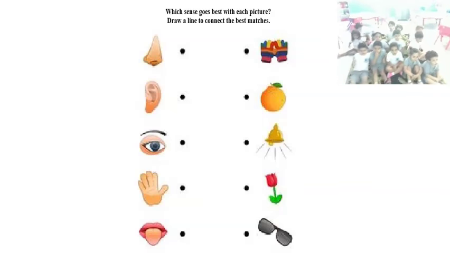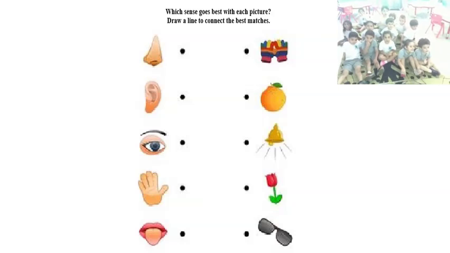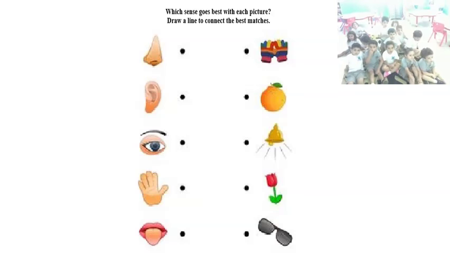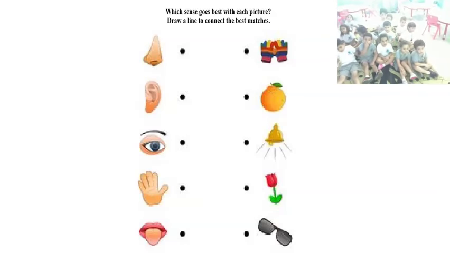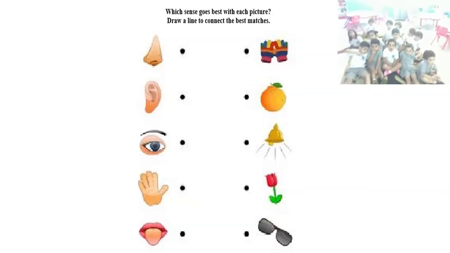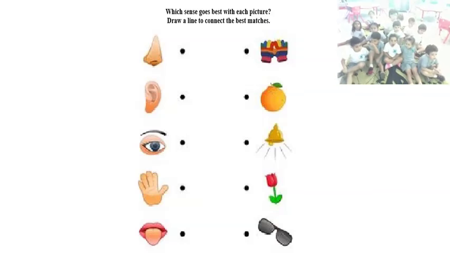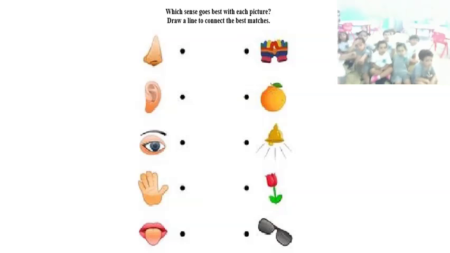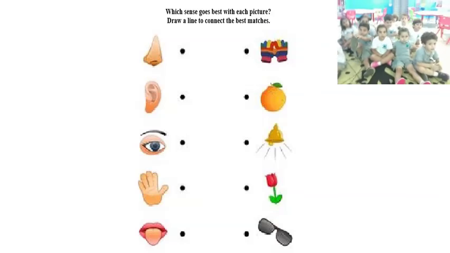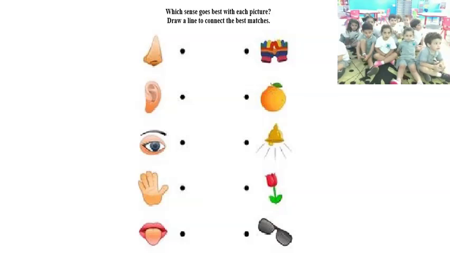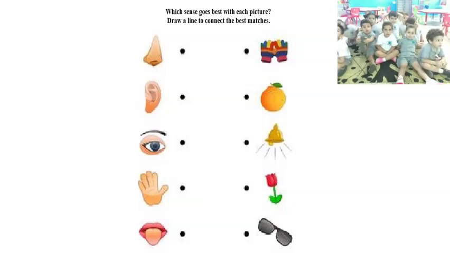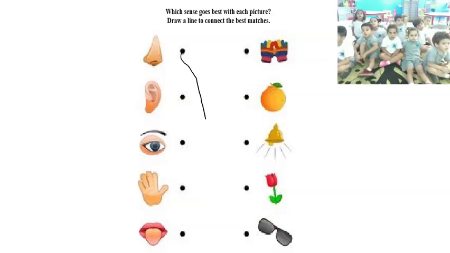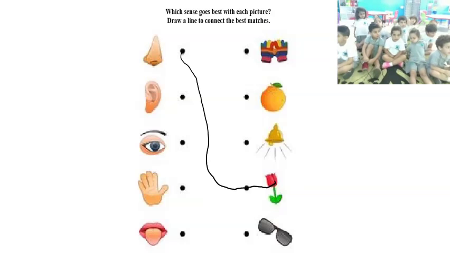Now, how many senses do we have? 5 senses. We have to match each one of these senses to the best match. Nasser, come here. You have to match for me the nose with the best match. What do you do with your nose? You smell, right? Bravo. What can you smell with your nose? The flower, right? You have to match the nose to the flower. Do it. Good. Go back.